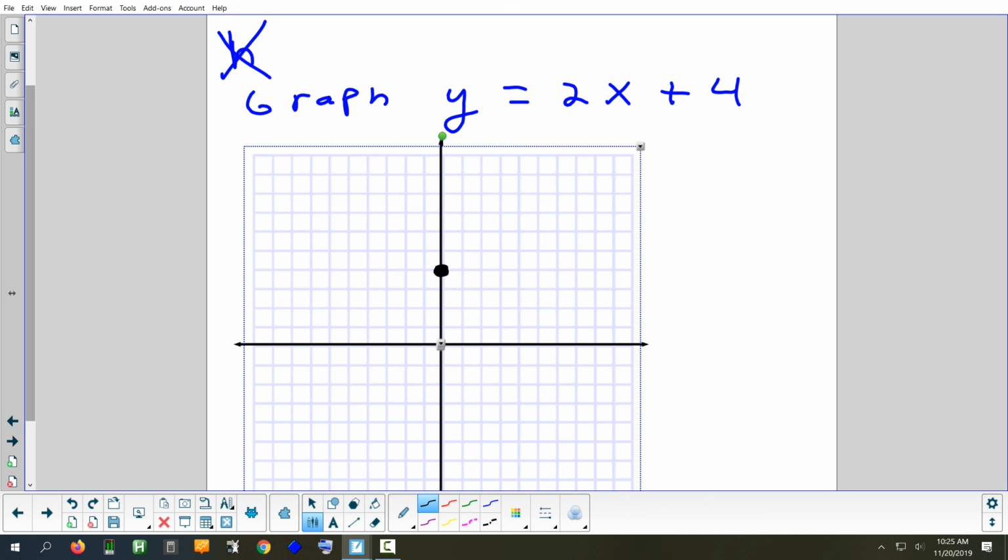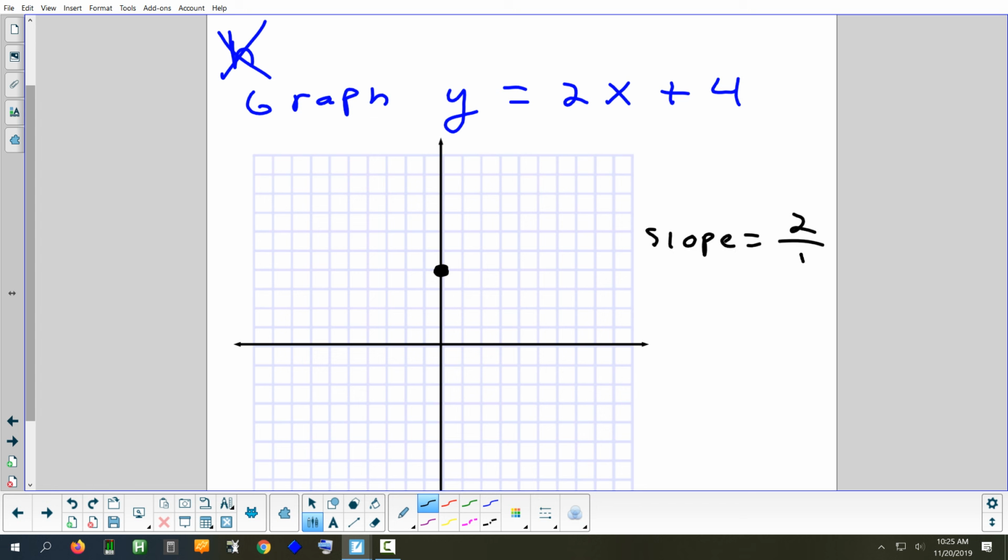Do I need another point? Yes, I can't draw a line with one point. What do you use to get another point? The slope. What's the slope? 2. 2 over what? 1. What does that mean to do from this point? Go up 2. Over 1. Which way's over? To the right. Right. Up 2, right 1. Now, if they want the x-intercept, so graph and find the x-intercept.